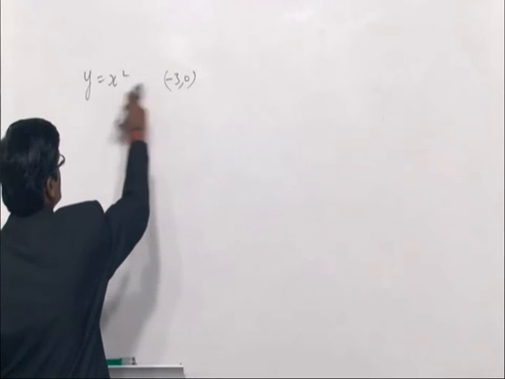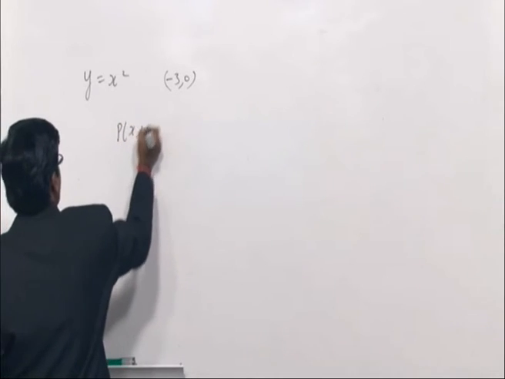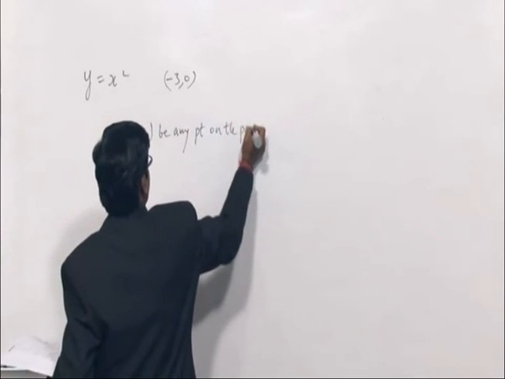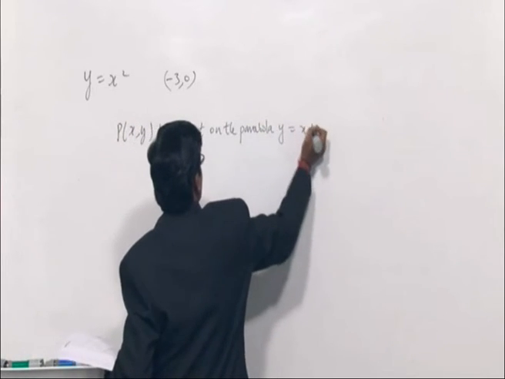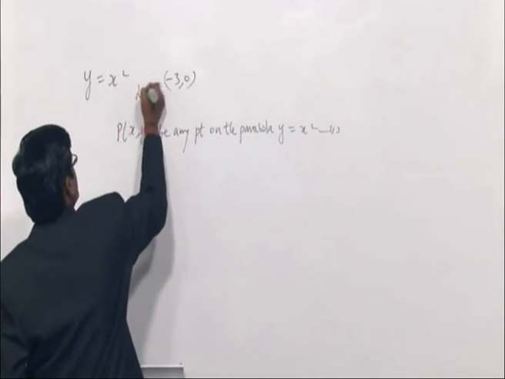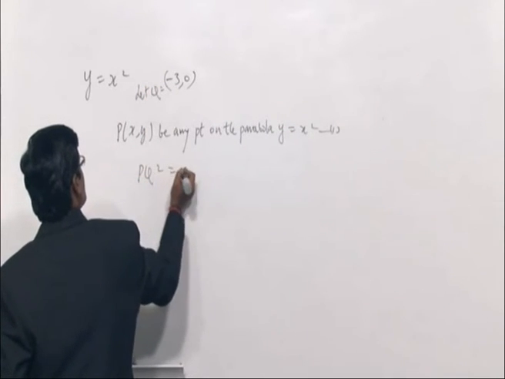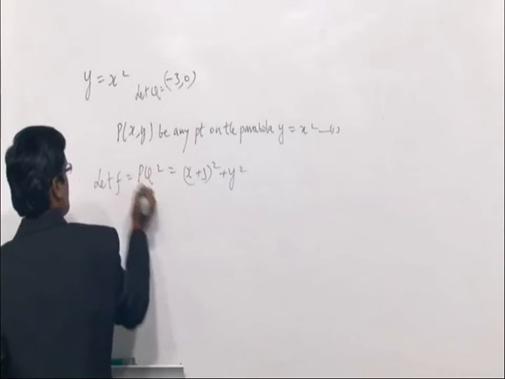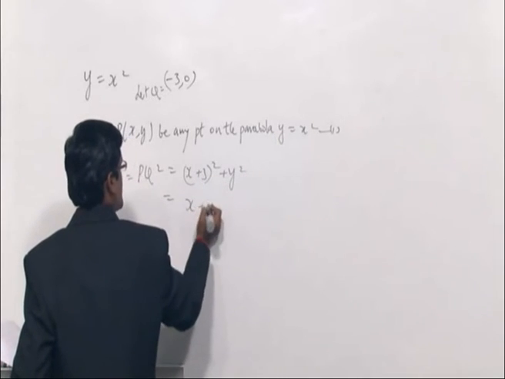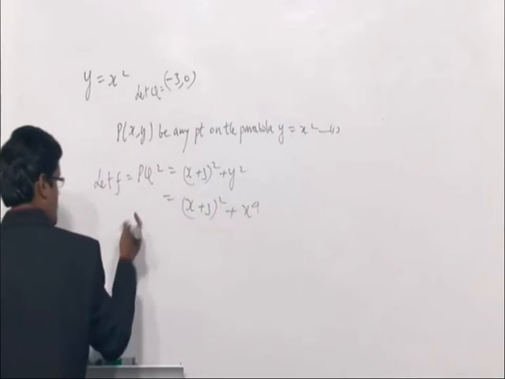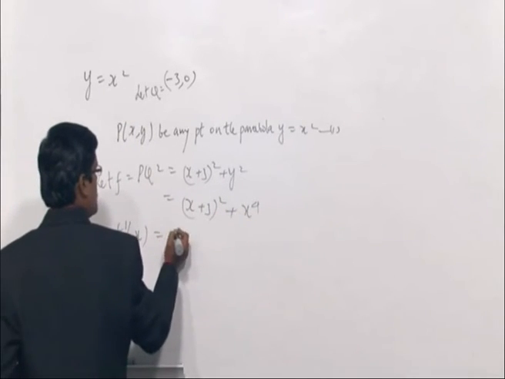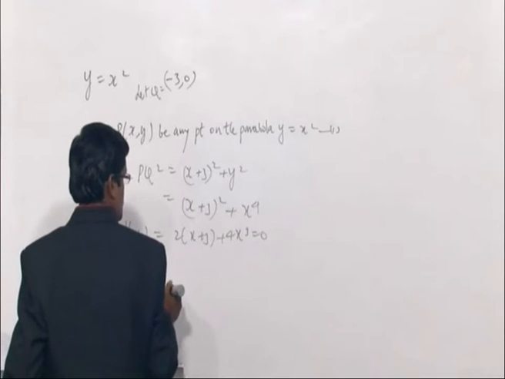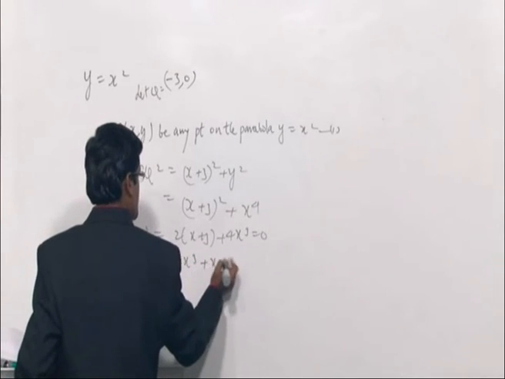Take any point x comma y, let P of x comma y be any point on the parabola y is equal to x square, equation 1. Let this point be Q. What is PQ square? Distance between 2 points, x plus 3 whole square plus y square. Let us take this as small f. Then I use y value x square here: x plus 3 whole square plus x power 4. One variable function. What is f dash x? Using one variable maxima minima, 2 into x plus 3 plus 4x cube is equal to 0. This simplifies to 2x cube plus x plus 3 is equal to 0.